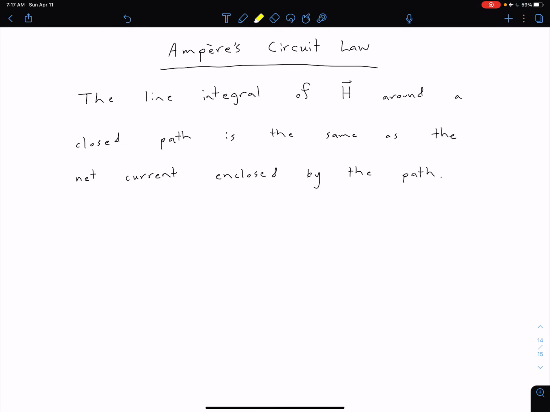Let's now take a look at Ampere's Circuit Law, which states that the line integral of H around a closed path is the same as the net current enclosed by that path. So we can write this in an equation by doing an integral around some closed path L of our magnetic field intensity H dot dl. Of course, dl is just our differential length along that path, and we're saying that is equal to our enclosed current, which we'll call I enclosed.